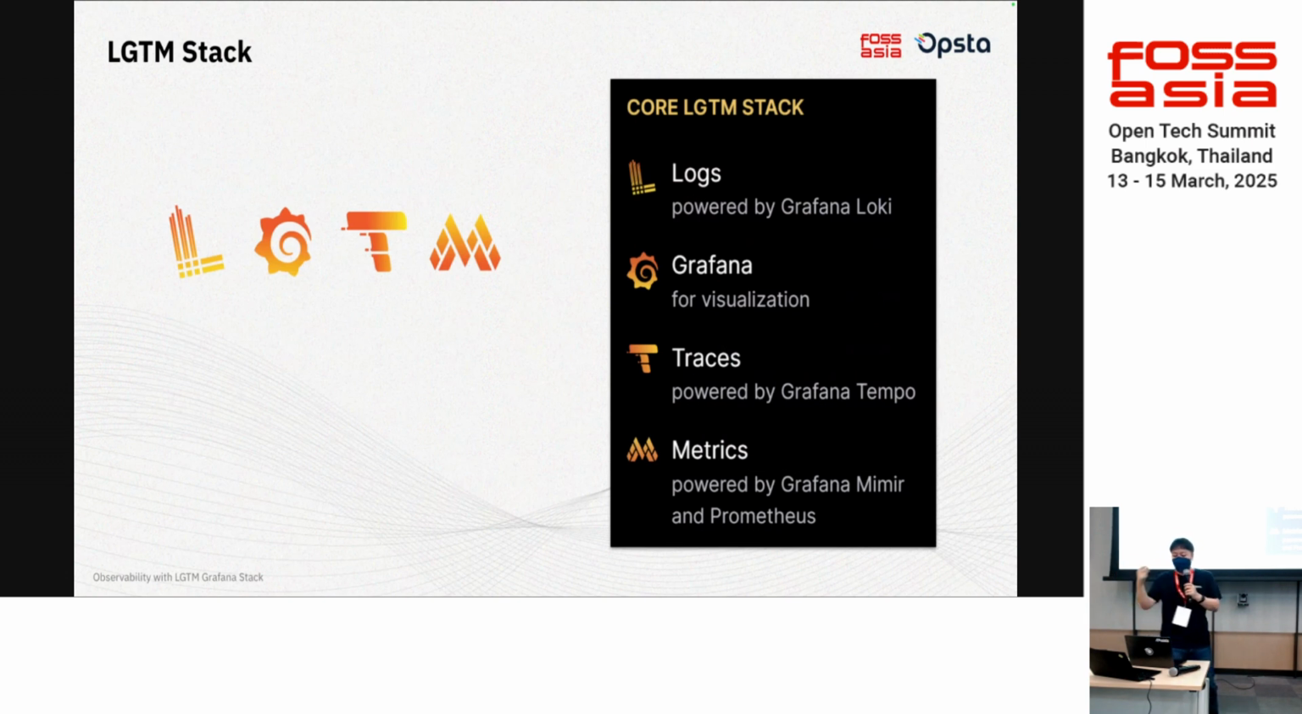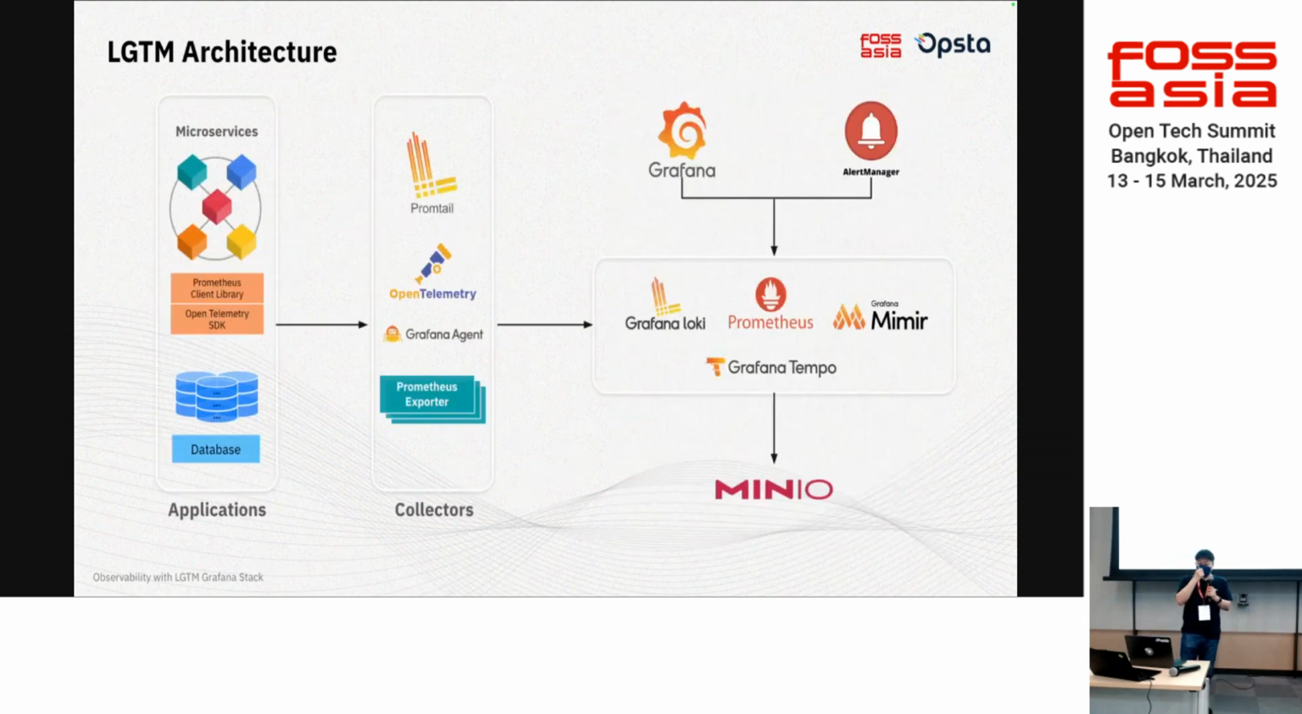So for the LGTM stack, L is log, G is Grafana, T is tracing, and M is metrics. So this is what the LGTM means. But actually each of them has its own software name in the stack, and we will see. So this is an LGTM architecture.